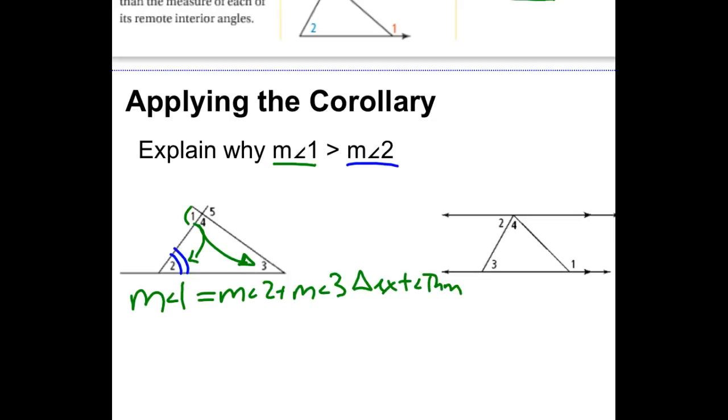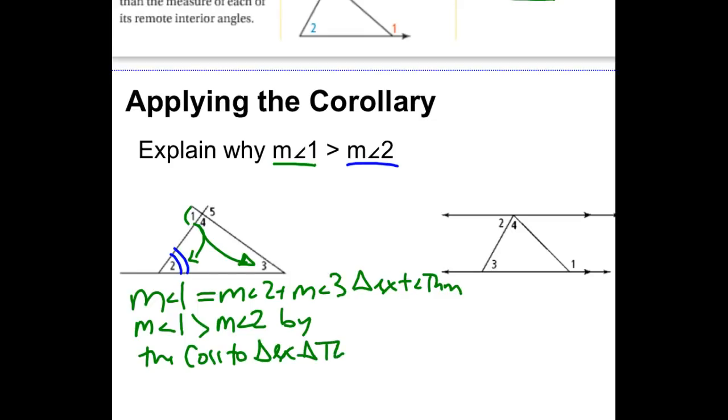Well, we can say, because 1 equals 2 plus 3, then 1 has to be bigger than 2 because it's the sum of it, okay? So then we can say that the measure of angle 1 has to be greater than the measure of angle 2 by the corollary to the triangle exterior angle theorem. Okay, so we use the triangle exterior angle theorem to say, hey, 1 equals 2 plus 3. Then, because 1 equals 2 plus 3, 1 has to be bigger than 2 by our corollary to the triangle exterior angle theorem.